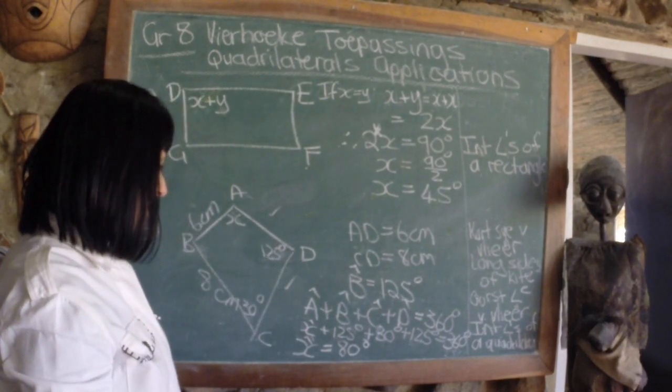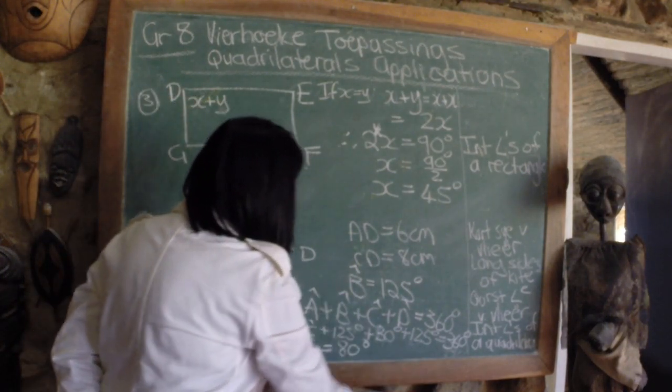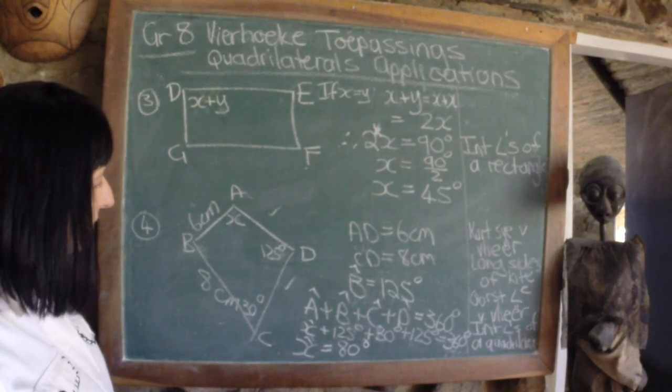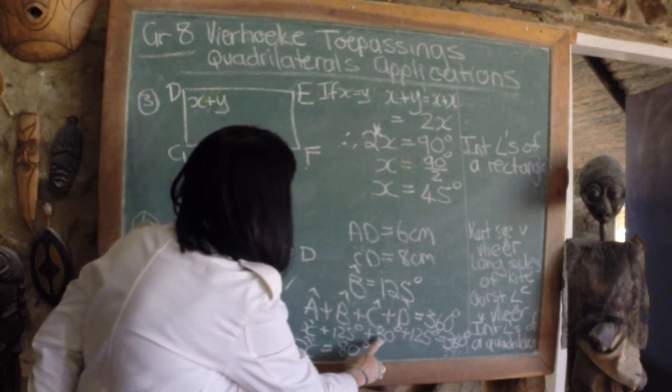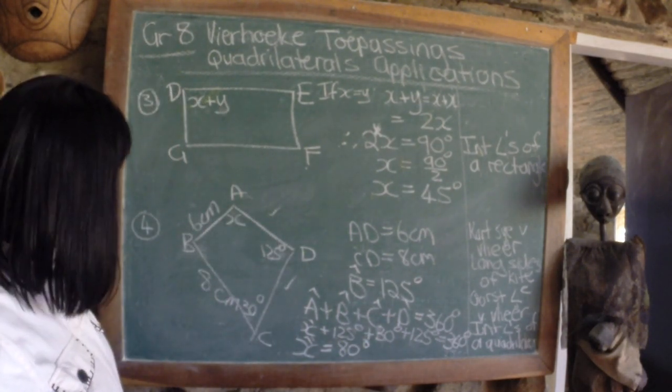80 degrees, because 360 minus 250 gives me 110, minus 30 gives me 80 degrees.